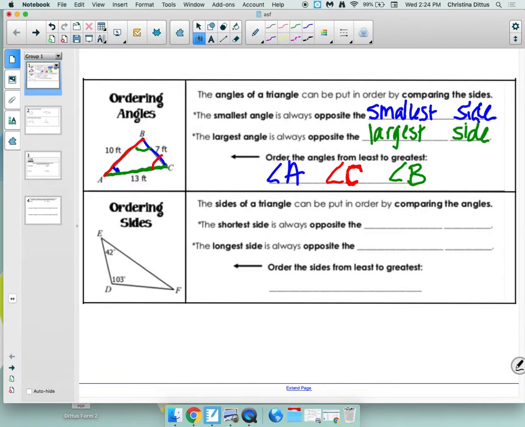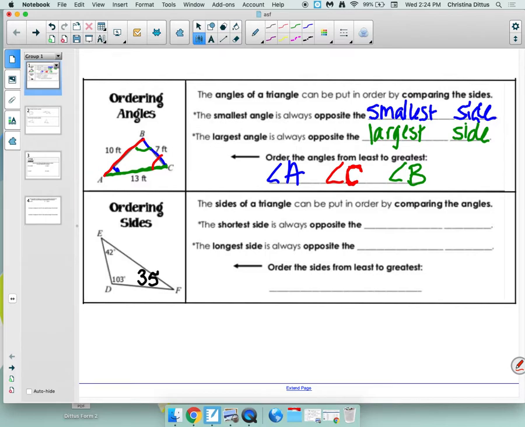Alright, it works the opposite way. You can go from angles to sides as well. You'll notice here, I only have 2 angle measures. I need to find the third one. How in the world would I find the third one? 180 minus 103 minus 42. Good. What do we get? 35.